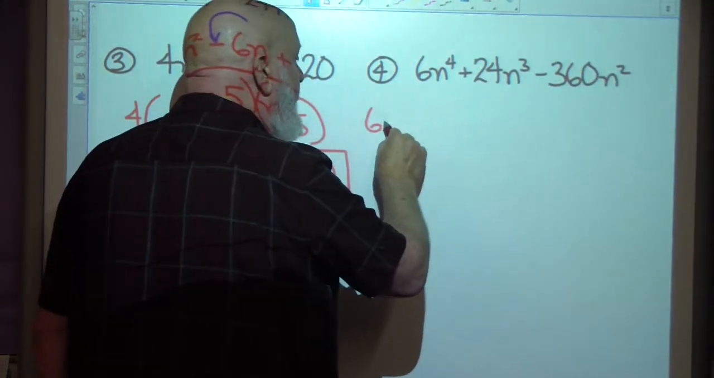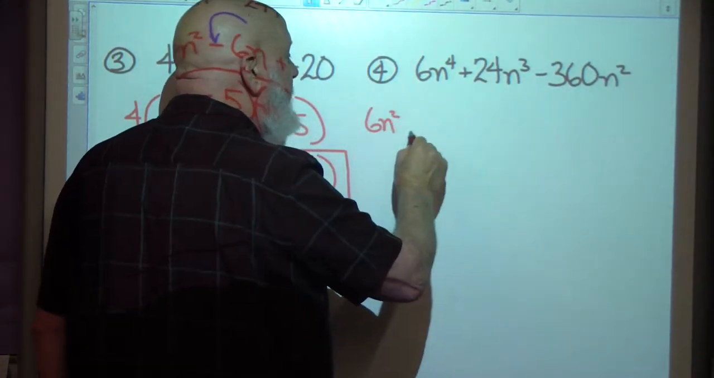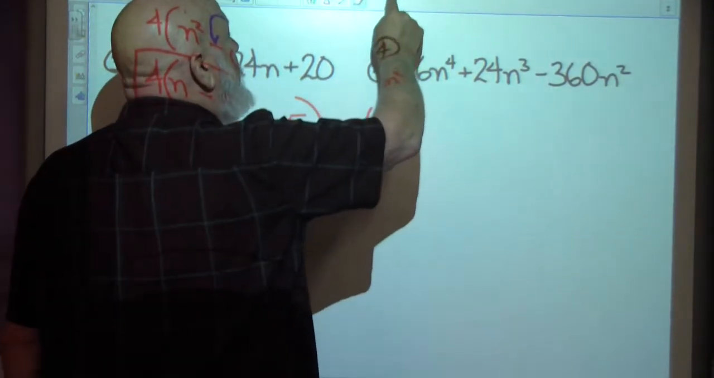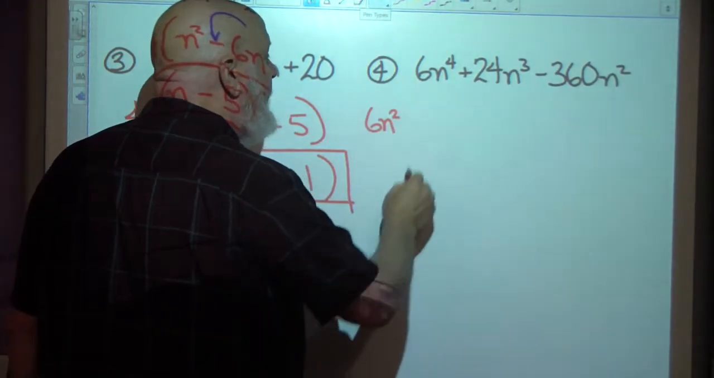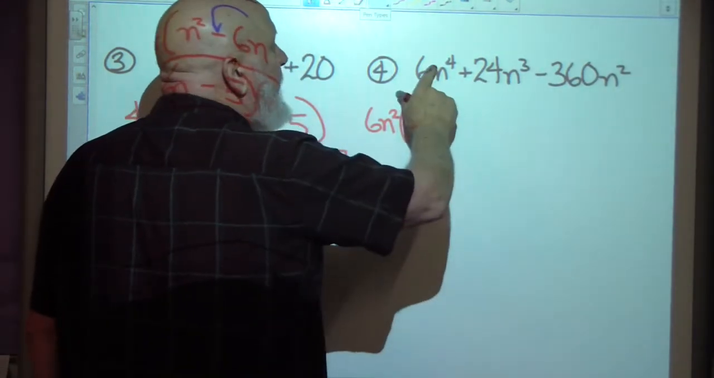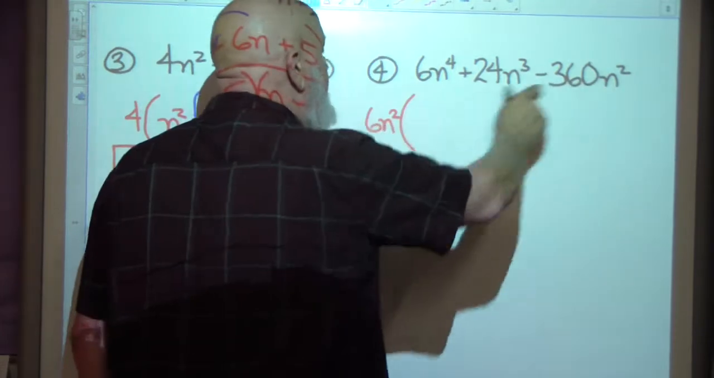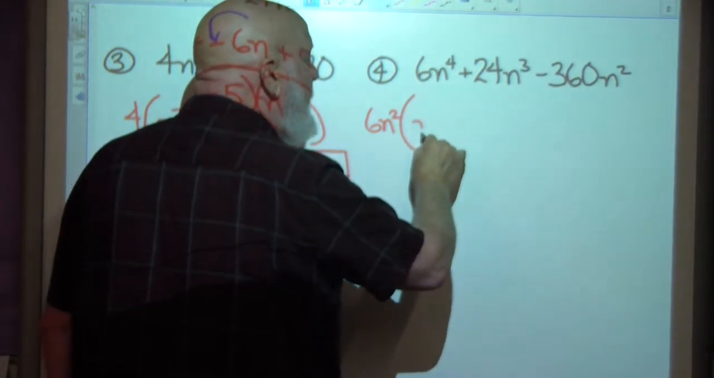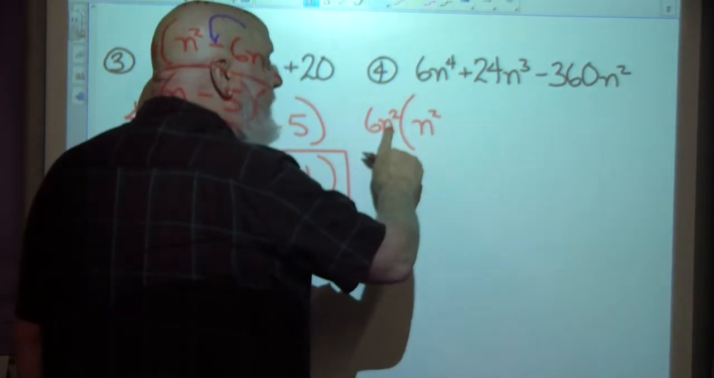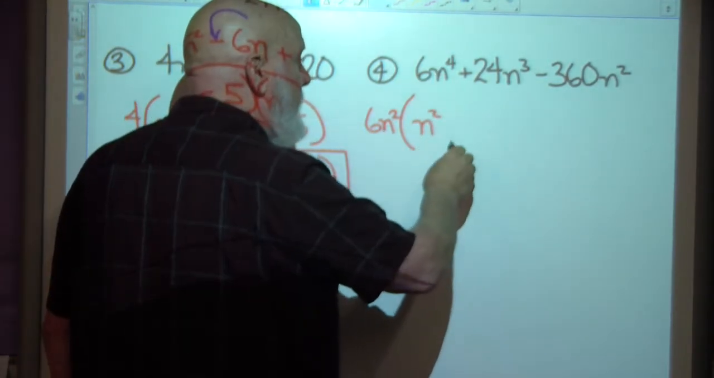So I'm going to pull n squared out. That's the biggest factor that they all have in common. It's supposed to be a 2 right there. It looks just like a squiggle. That's better. And now I'm going to write what's left if I divide each one of these terms by 6n squared. If I divide this by 6n squared, I'm left with n squared. A quick check, 6n squared times n squared is 6n to the 4th.